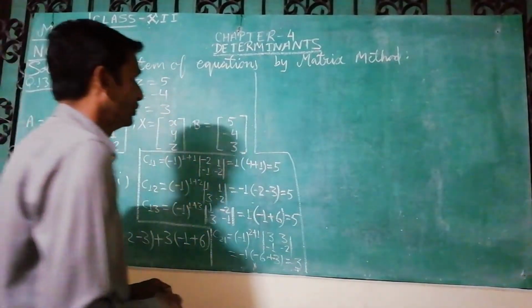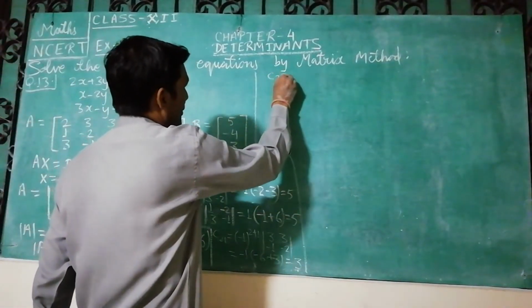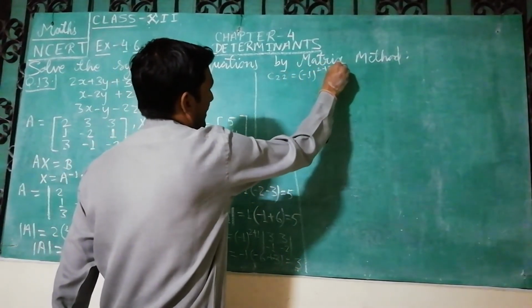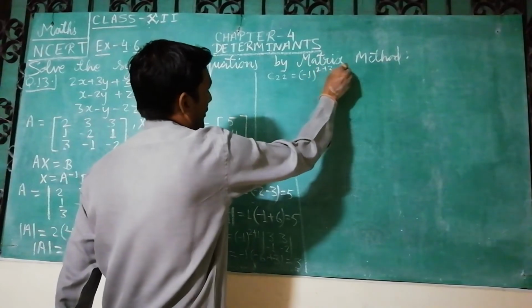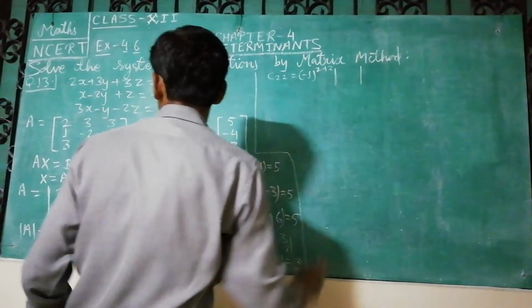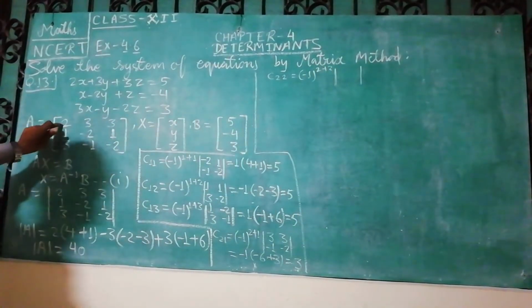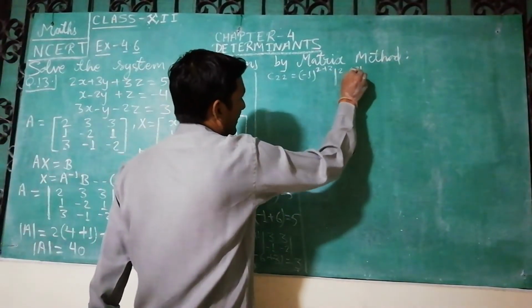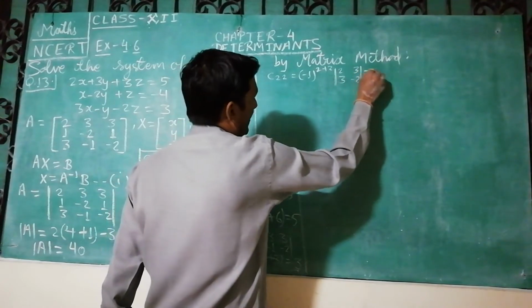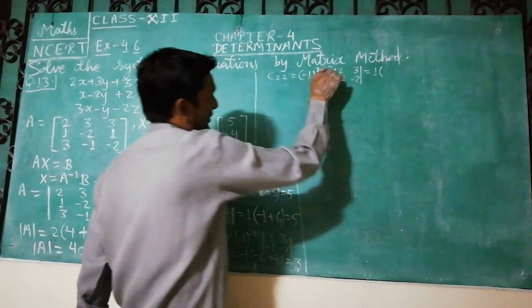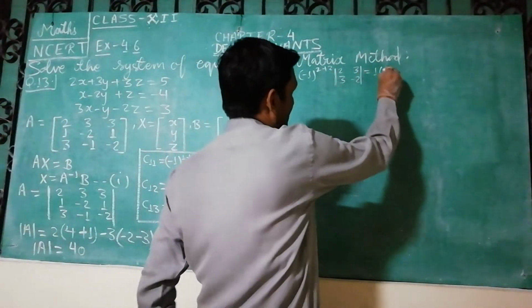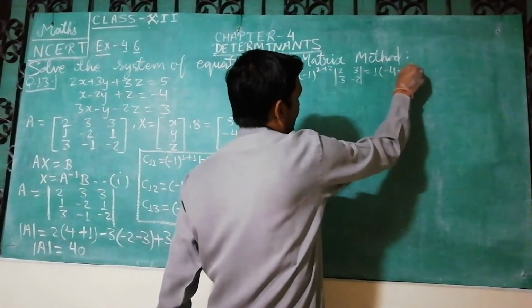Now C22. C22 is equal to minus 1 raised to the power 2 plus 2. And in the determinant, what do we have to write? 2, 2 means second row and second column will be eliminated. So 2, 3, 3, minus 2. So it will be equal to positive 1 because minus 1 raised to the power 4 is an even number. So it is positive 1. 2 into minus 2 is minus 4. Minus 4 minus 9, that is minus 13.